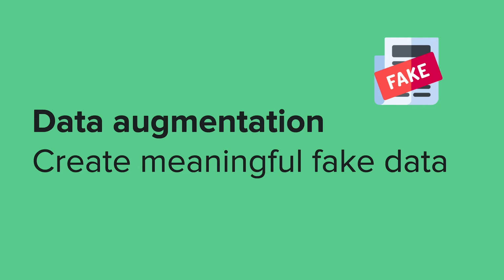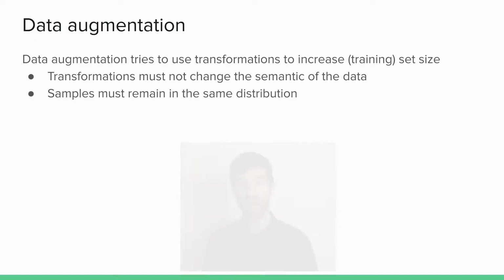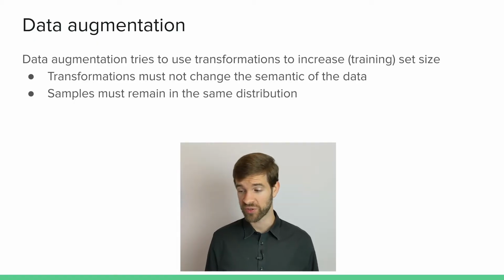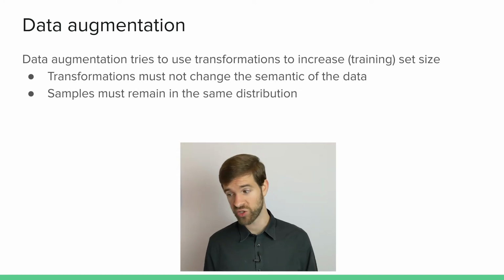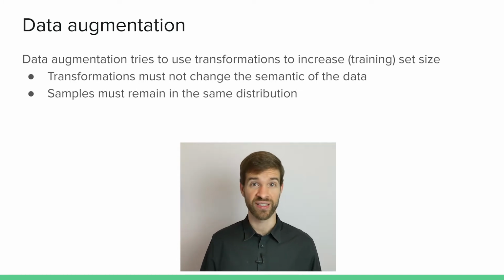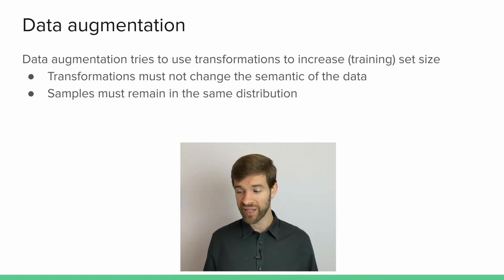Data augmentation therefore comes in handy, where we try to create meaningful fake data. What data augmentation does is that we're trying to use transformations to increase our training set size, which is exactly what we want, while at the same time staying within our distribution and not changing the semantics of our input data, obviously.